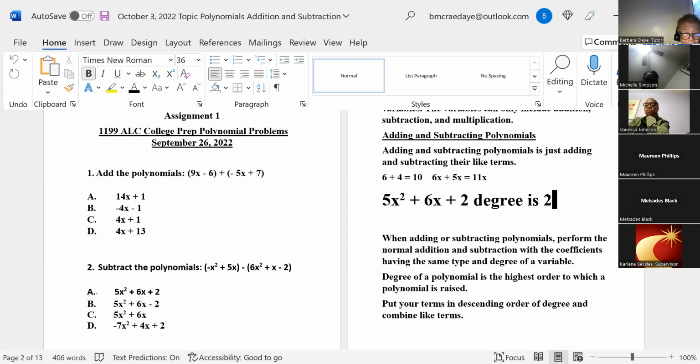All right. Any questions on how you find the degree of a polynomial? I'm not sure I understood what you did a while ago.